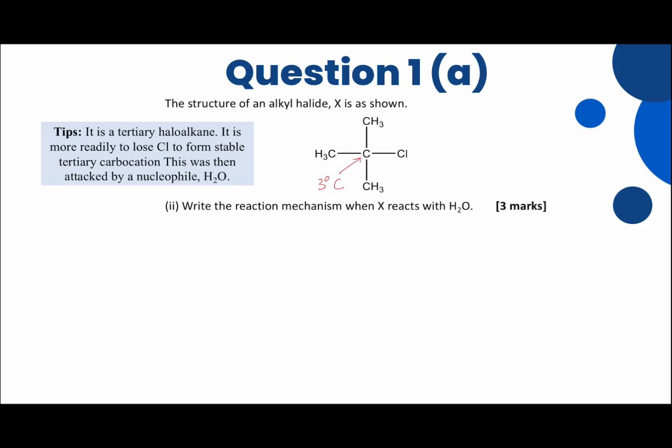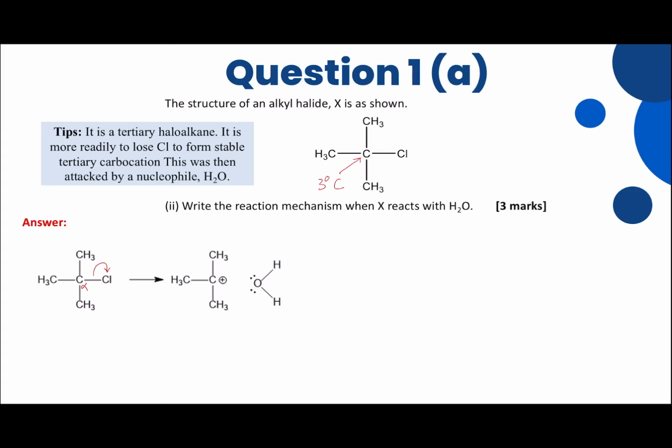First thing first, you have to draw the structure X. We are going to start from here, and this alpha carbon is attached to the Cl atom, which is more electronegative. So our electron will be given from this bond towards Cl. So you will form the product where you detach the Cl minus, and this carbon atom is going to be our carbocation.